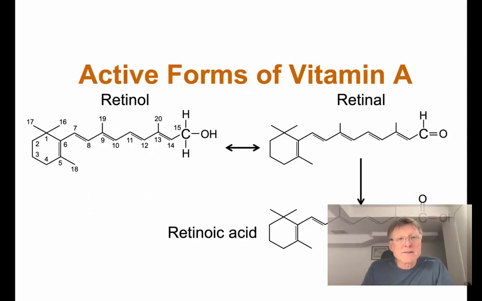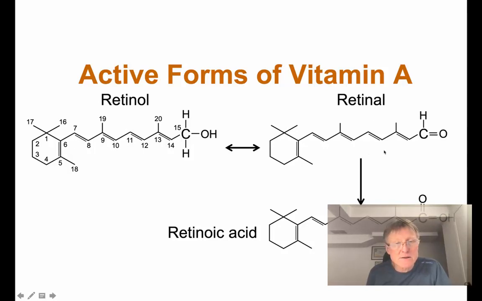So what are the active forms of vitamin A? What are the forms that actually play an important functional role in our bodies? We have retinol here on the left, and as you can see, it's a compound that has these rings, and it's a typical fat soluble molecule. And we have retinal on the right.